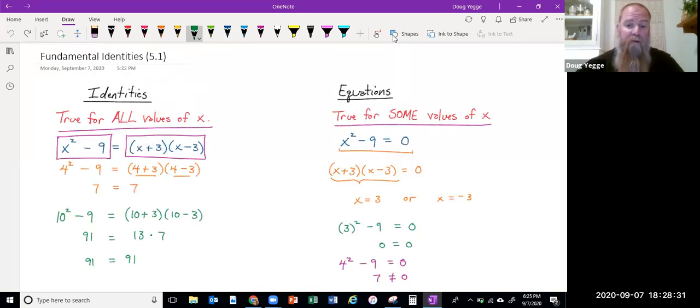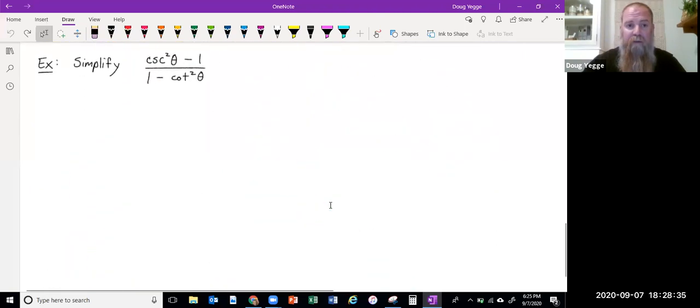Or maybe you like to work with sine and cosine. So you decide, I'm going to completely change this into sine and cosine and work from there. There's no set way to do this. All that you're trying to do is use the identities to make this look better. So I'm going to go ahead and use some identities here by turning these into sines and cosines. So let's start by thinking of cosecant squared theta as 1 over sine squared theta.